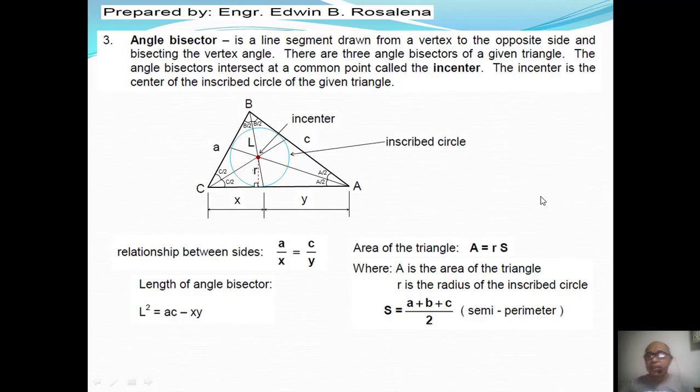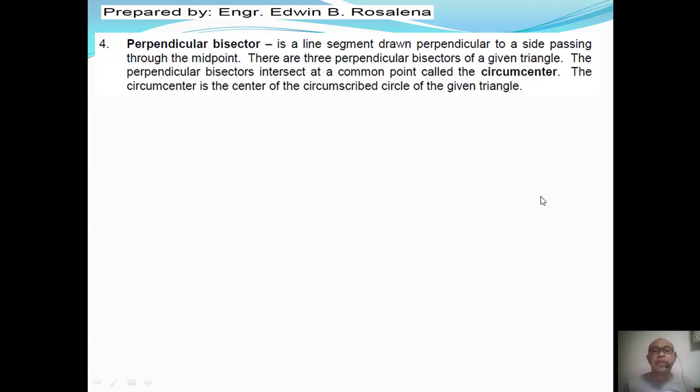Okay? Next, we have the perpendicular bisector. A perpendicular bisector is a line segment drawn perpendicular to a side and passing through the midpoint.